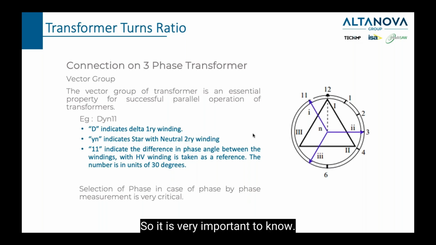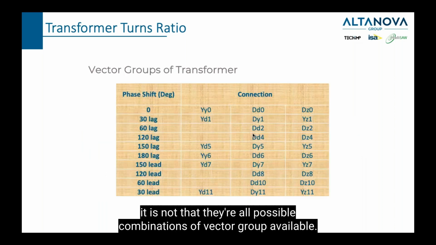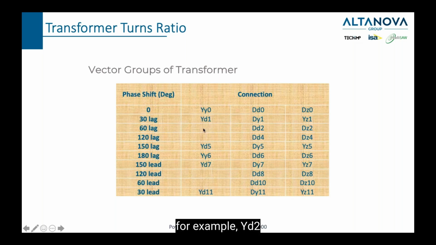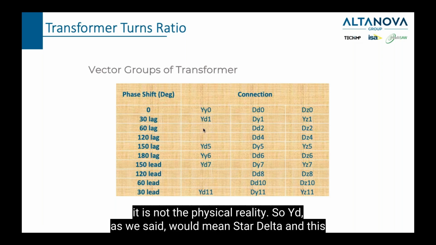So it is very important to know, and when we are doing a ratio test, it is quite easy also to perform a vector group test. To show you some examples, not all possible combinations of vector group are available. You can see here that we can have YY0 or YD1, but we cannot have, for example, YD2, because it is not doable physically, it is not a physical reality.